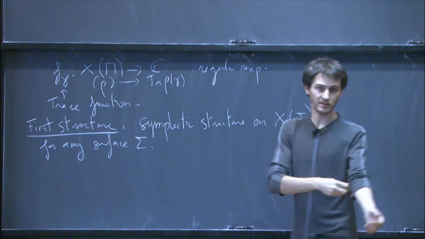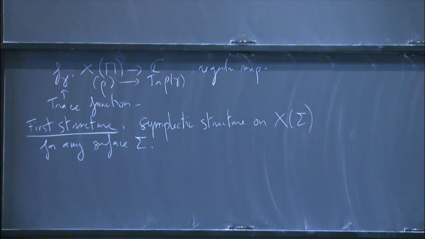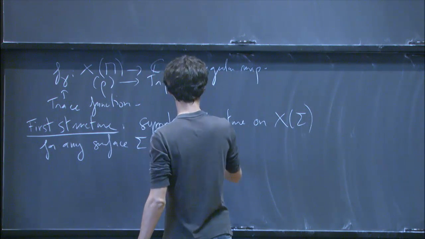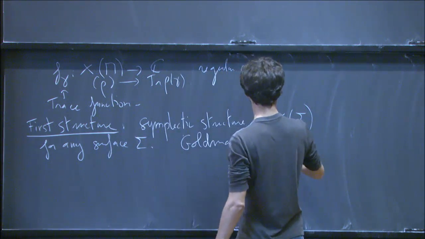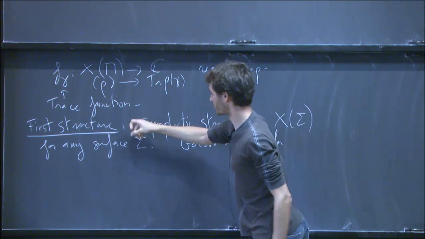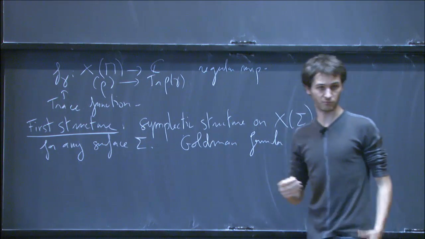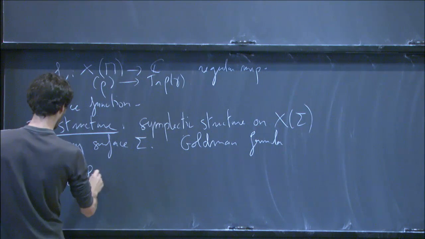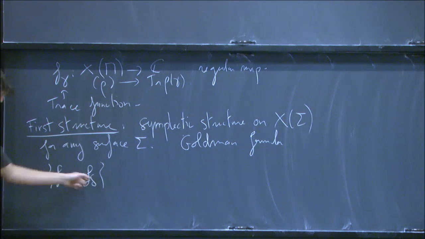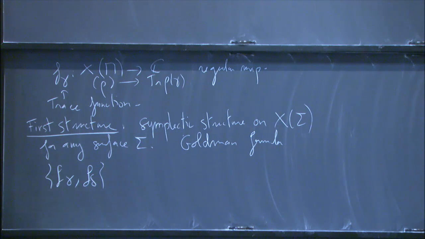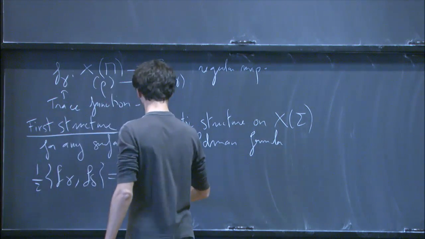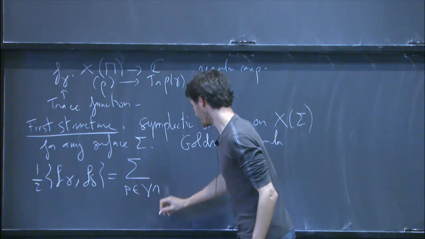Maybe the easiest way to define the symplectic structure is to talk about the Poisson bracket. So let me give the formula. It's a formula due to Goldman. It's equivalent to give the symplectic form or to give this formula for the bracket of two functions. So the formula is the following. It's very, very beautiful. So if you compute the Goldman bracket of two trace functions, and let me put 1/2 here just for normalization, it is a sum, just by definition, over all intersection points of gamma and delta.